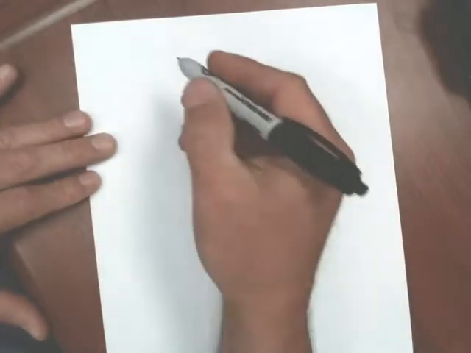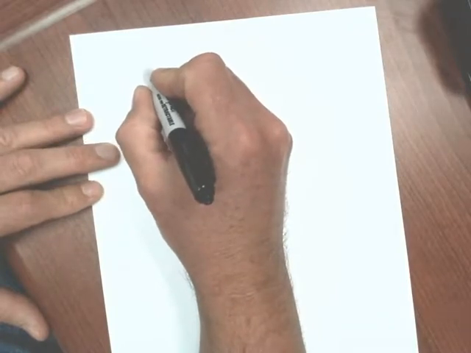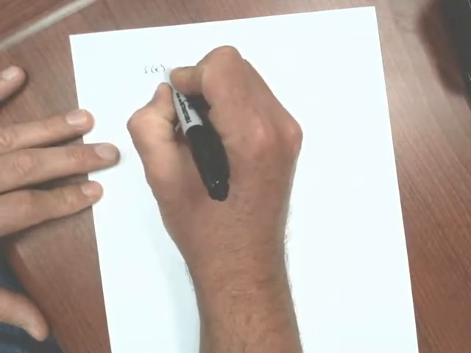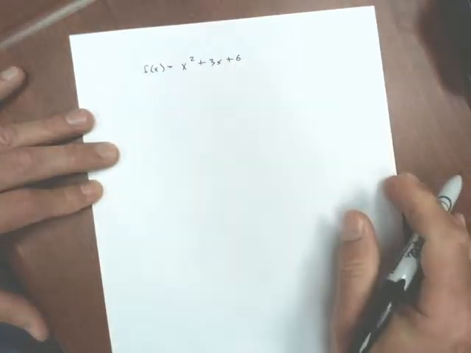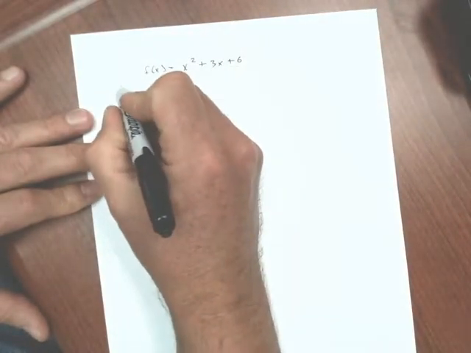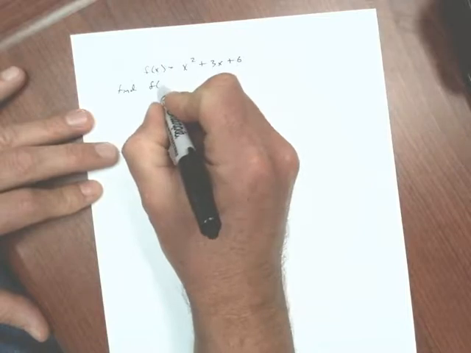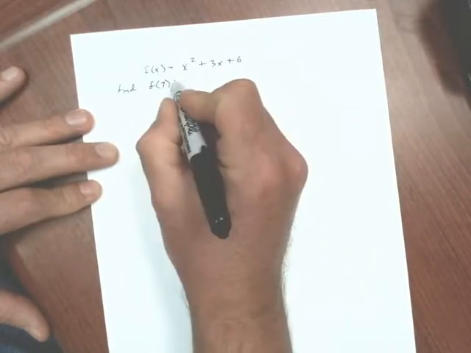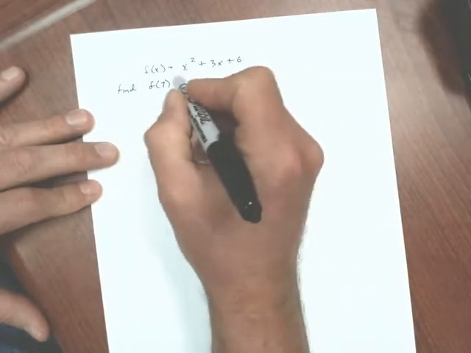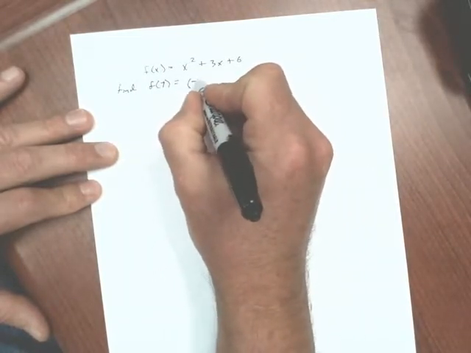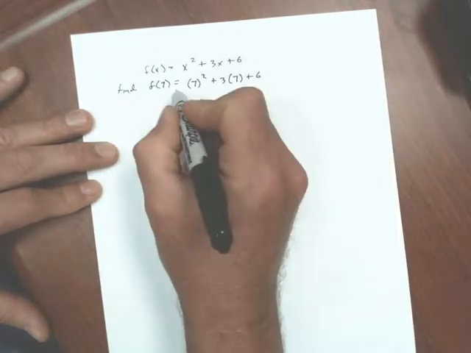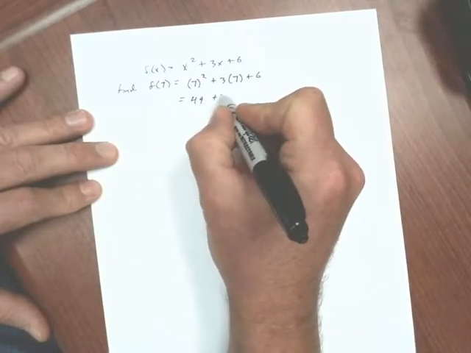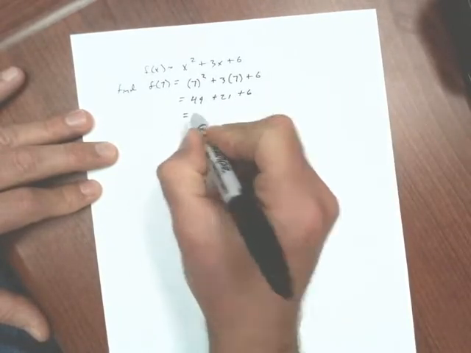Now we saw earlier where we can take a simple function. For instance, let's say it's f of x equals x squared plus 3x plus 6. And we can say find f of 7, for instance. Well, wherever there's an x, we're going to put a 7. So this would be 7 squared plus 3 times 7 plus 6. And of course, this would equal 49 plus 21 plus 6, which equals 76.